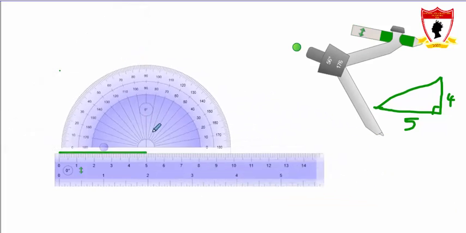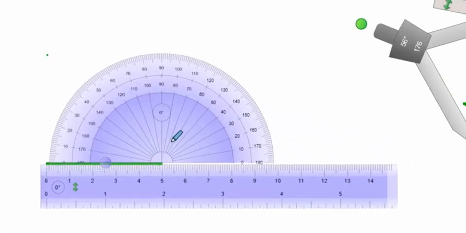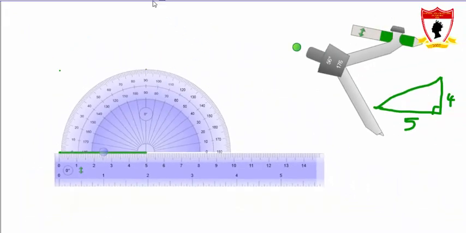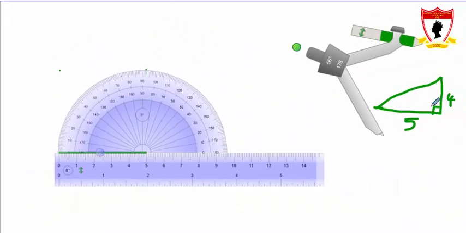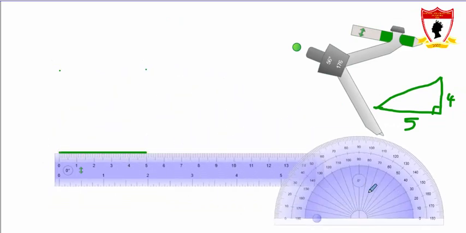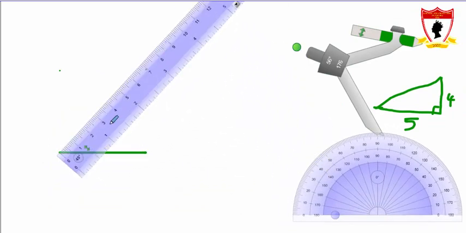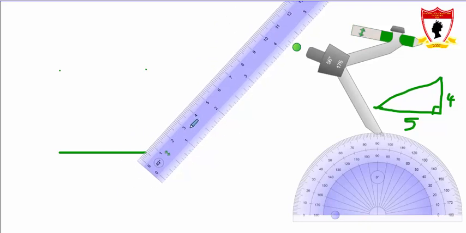Now if I use a protractor, the 90-degree angle is right here, because we want to construct as the question wants. In the question, the 90-degree angle is on the side, so here we need to mark a 90-degree angle on the same side as it's given in the question.